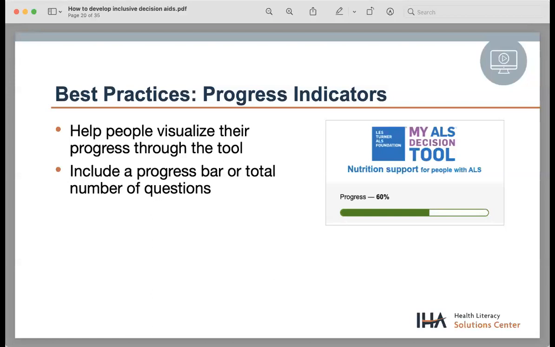It's helpful to give people an indication that this is not going to take forever. It's a short process to complete the decision aid. So using a progress bar or just including the total number of questions and how many questions people have completed can help people to visualize where they stand in the tool. And next slide.